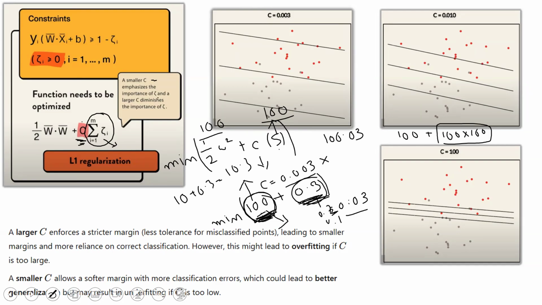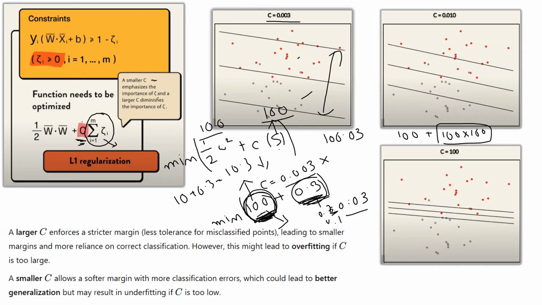Minimizing this is nothing but maximizing the margin. If you look at C equal to 0.03, the margin is too high. There is no importance given to reducing the slack value. That means more importance is given to maximizing the margin. So more misclassifications.